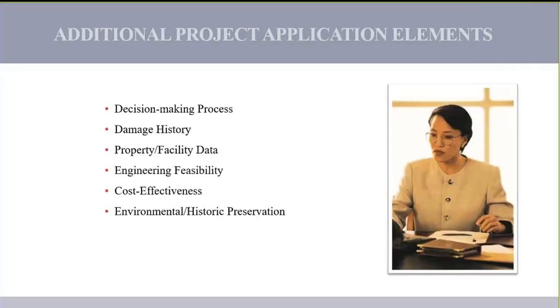Okay. Now, additional project application elements. These are the places where the advanced assistance really kicks in. The funding really kicks in to help you with your project application development. The decision-making process is simply the documented project scoping that you went through and how you did the community engagement. There's also the damage history, the property and facility data, engineering feasibility, cost effectiveness, and environmental and historic preservation. We'll quickly go through the slides associated with that.